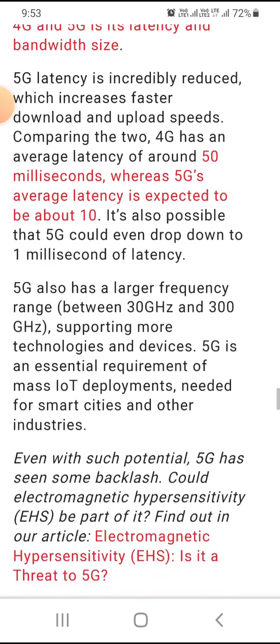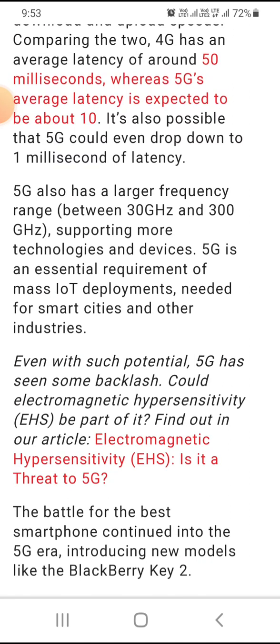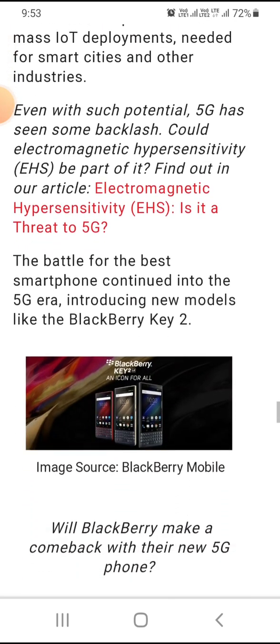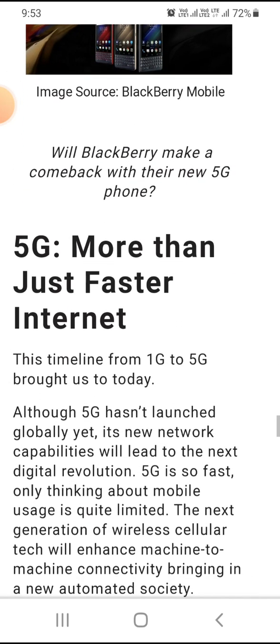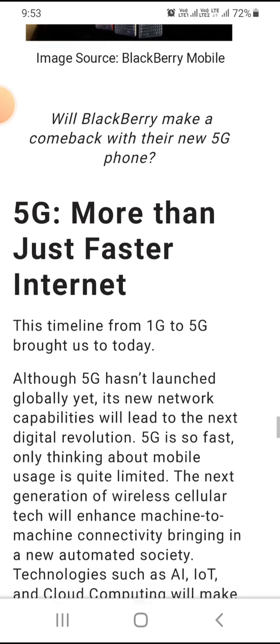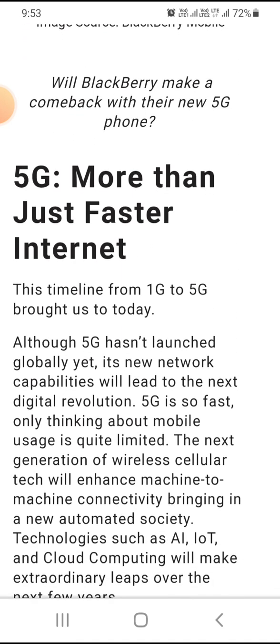Even with such potential, 5G has seen some backlash. Could electromagnetic hypersensitivity be a part of it? 5G is more than just faster internet. This timeline from 1G to 5G brought us to today. Although 5G hasn't launched globally yet, its new network capabilities will lead to the next digital revolution.